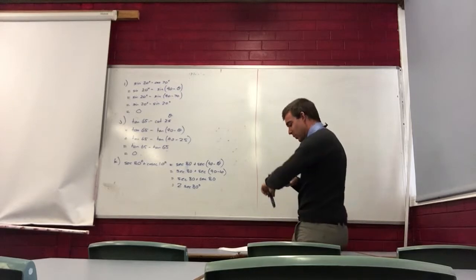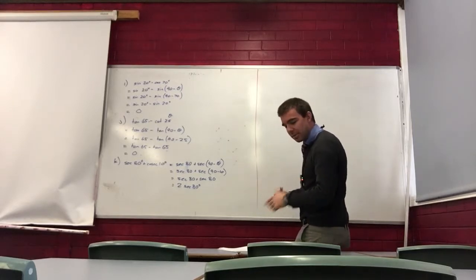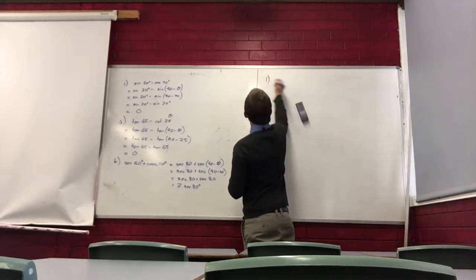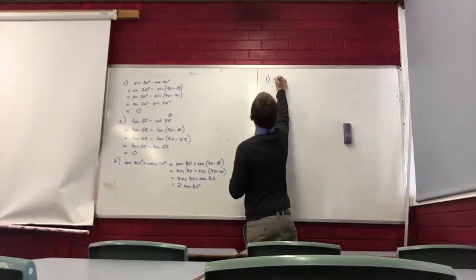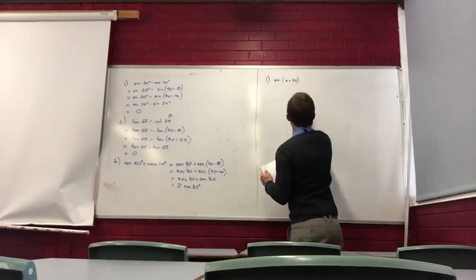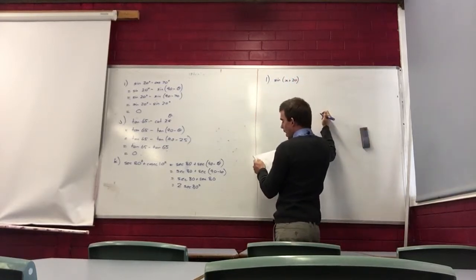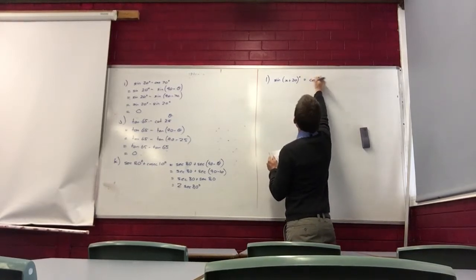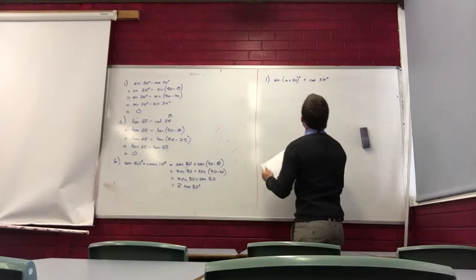Alright, three more for this section. So stepping up to the next level. Now we have sine of x plus 20 degrees, which equals cos of 55 degrees.